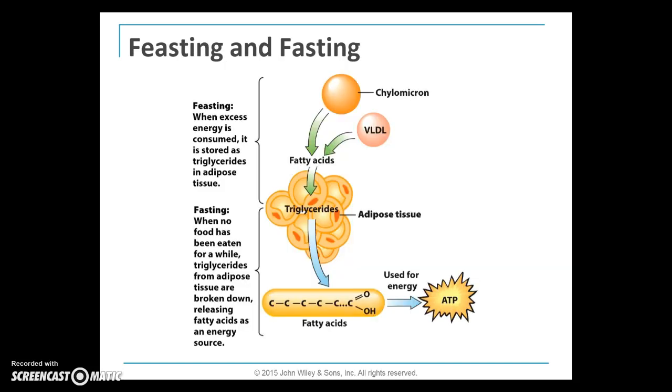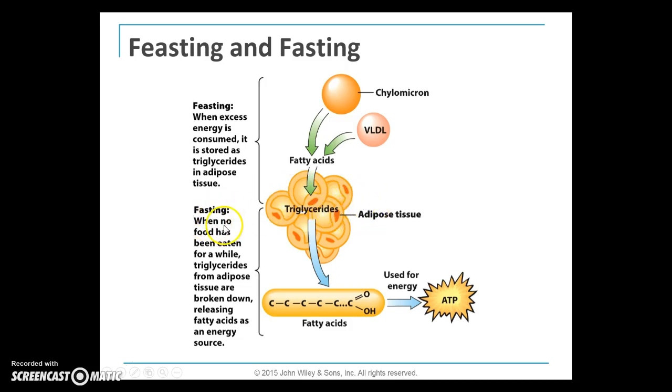So feasting or fasting: when we eat more than we need, excess energy has to be stored, and it's stored as triglycerides. When we don't eat enough, triglycerides in adipose tissue are broken down, releasing fatty acids, which can be used to provide energy. So this is the process of feasting. When excess energy is consumed, it's stored as triglycerides in adipose tissue. We see the excess chylomicrons and the VLDLs stored as triglycerides in our fat cells.